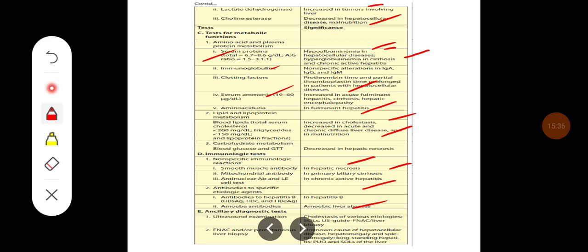So other ancillary diagnostic tests like ultrasound examination and FNAC are done for cholestasis of various etiologies, and FNAC is done for unknown cause of hepatocellular disease, hepatomegaly and hepatosplenomegaly.